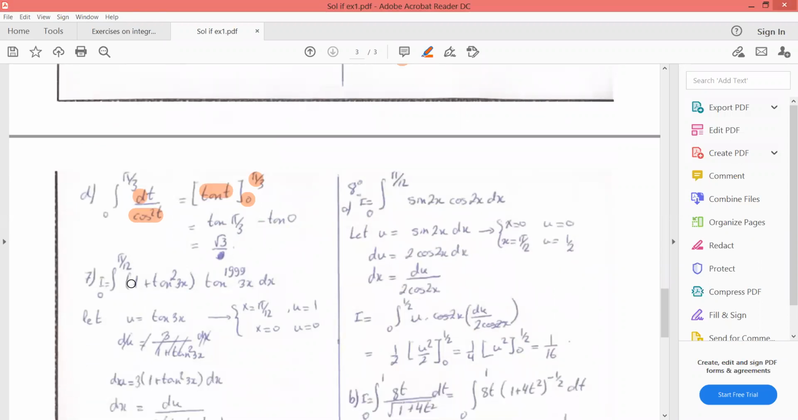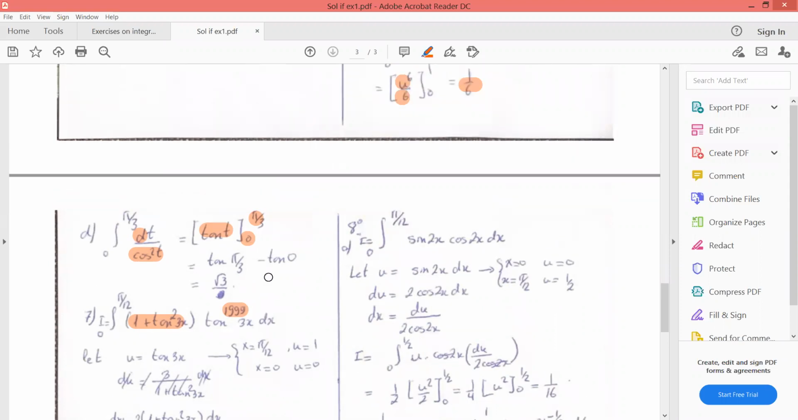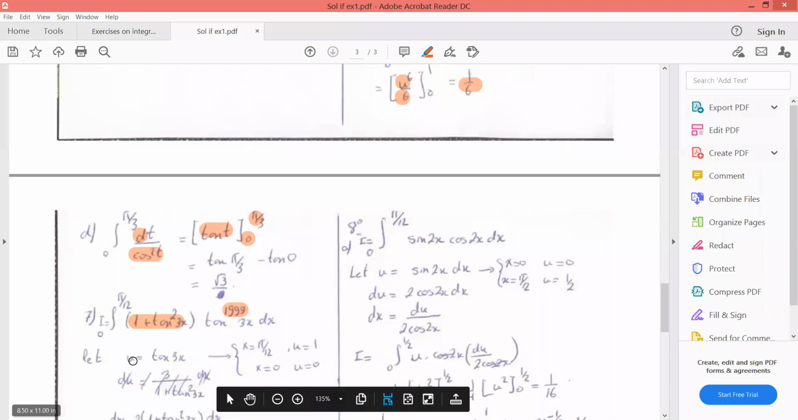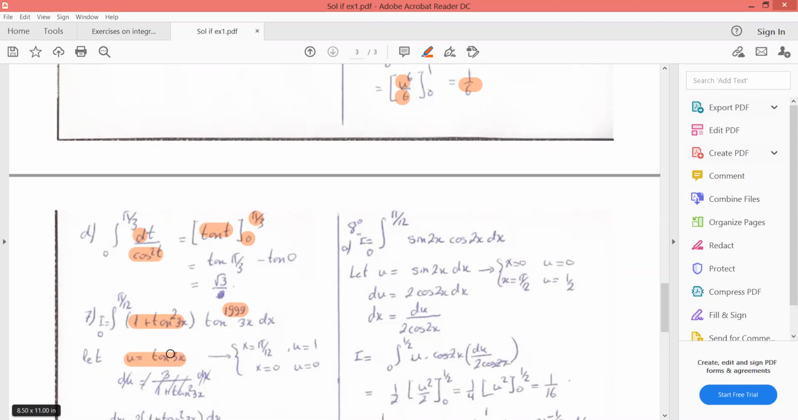Here we have 1 plus tangent squared 3x, tangent to the power 199 of 3x. So what are we going to take u? What is the u we take here? u is tangent 3x. What is the derivative of u? What is the derivative of tangent 3x? 1 plus tangent squared.